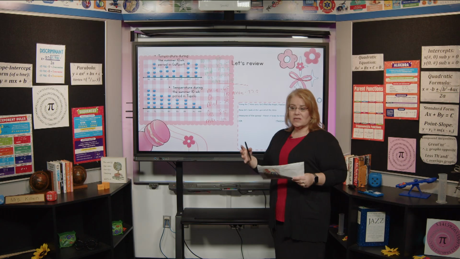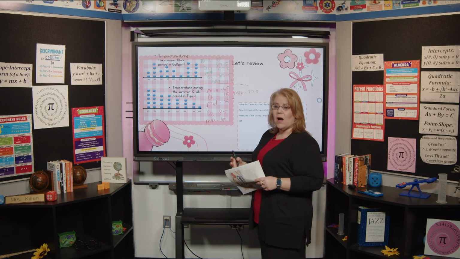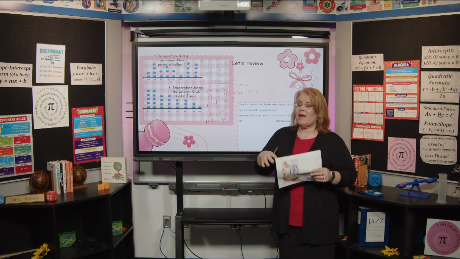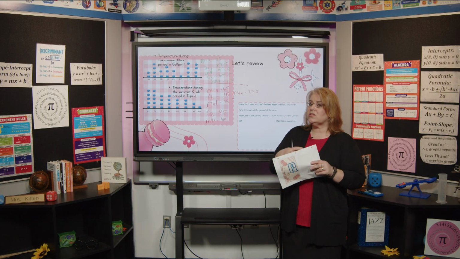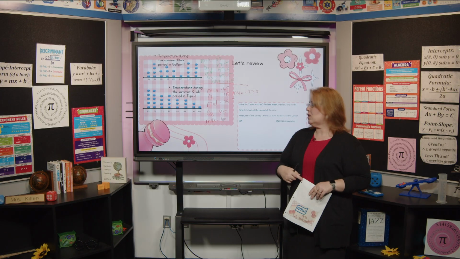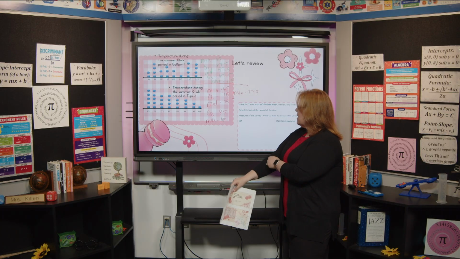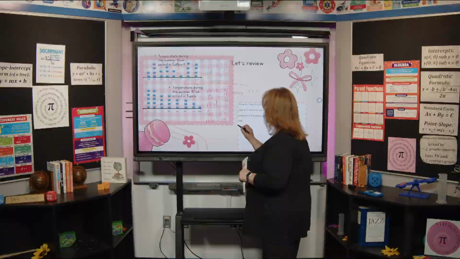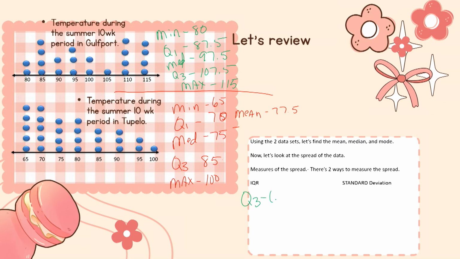Now, IQR is new for us. IQR is our interquartile range. Our standard deviation is the distance from a data point to the mean. So these are two completely new concepts that we're looking at. For the IQR, we're going to use our Q3 and our Q1, which is going to equal my interquartile range.